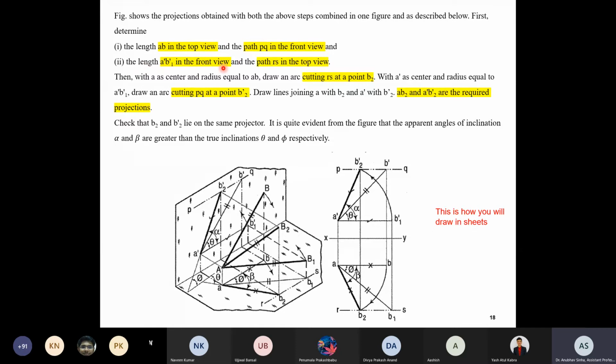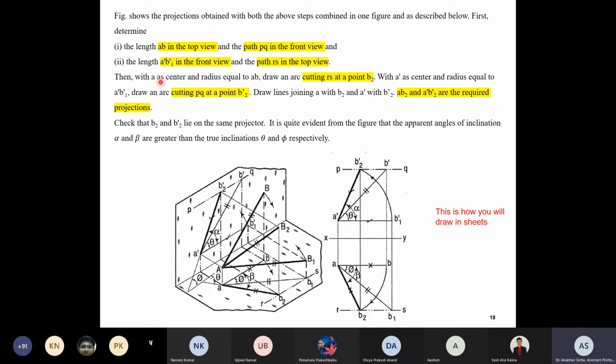A dash B1 dash in the front view and RS in the top view. So A dash and B1 dash. Okay, this is in the front view and RS in the top view. So RS is the line in which B will vary. So if you change the position, B will be changing with its position on this line only.